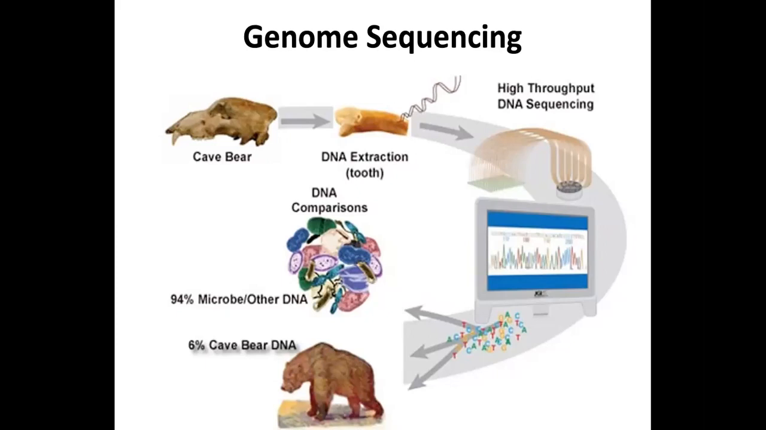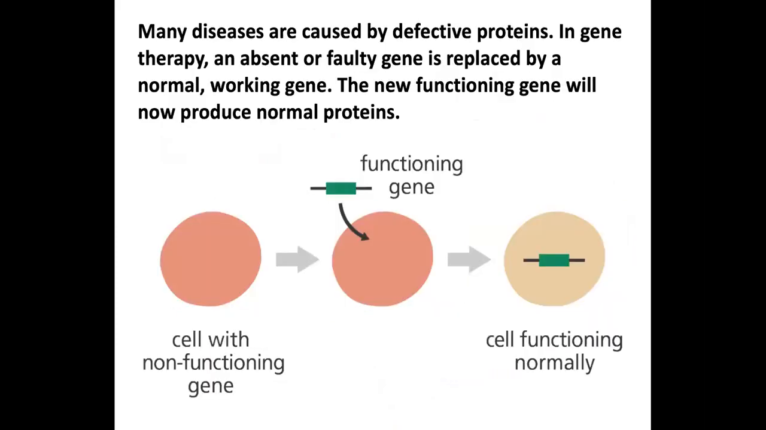Okay, so here's our bear. We extract DNA from the tooth, and then we run it through DNA sequencing, and then we are able to compare DNA. Many diseases are caused by defective proteins. So in gene therapy, and this is a term we should be familiar with, an absent or faulty gene is replaced by a normal working gene.